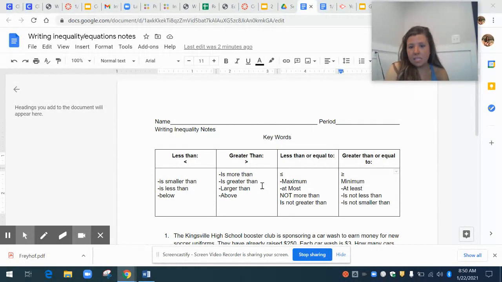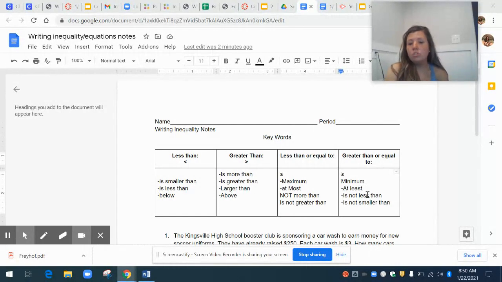Okay, less than or equal to, you would have maximum, maybe at most, not more than, is not greater than, because less than or equal to is saying that, if I said you can only eat a maximum of 10 cookies, so you can eat 10 cookies or less. So that's why that would be less than or equal to.